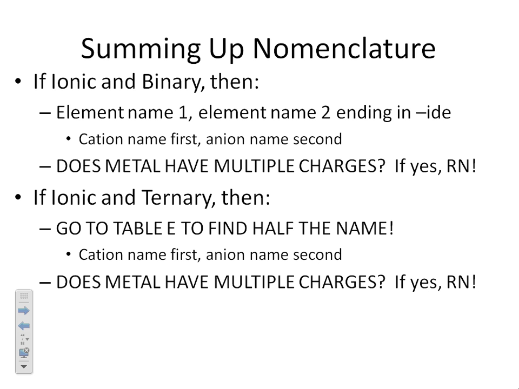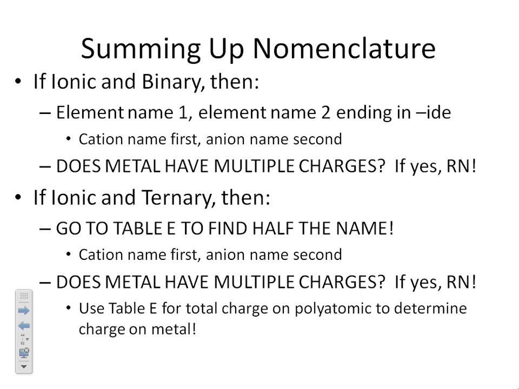You still have to ask the question about whether or not your metal has multiple charges. If your metal does have multiple charges, then you have to use Roman numerals. The way it works now is that you're using the charge on the polyatomic ion that's in table E to figure out the charge on the metal. You're using table E again. So basically, if it's ternary, it's all about table E. You absolutely 100% have to use table E to determine the charge on the metal.